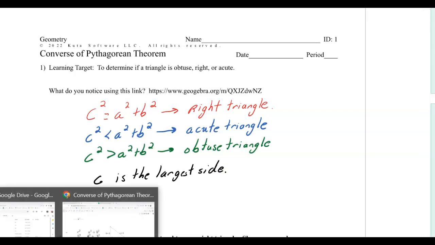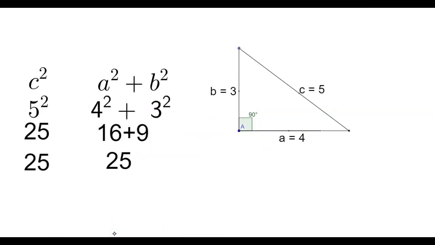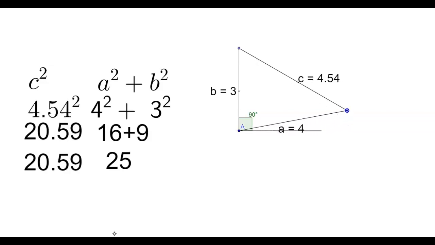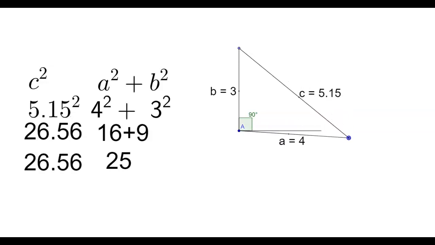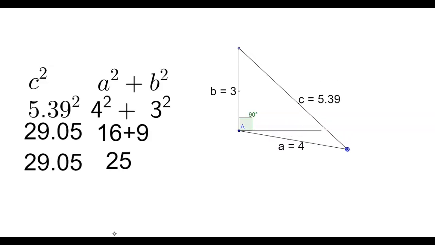Here's a quick visual of this. So if you look at this triangle, you can see that c squared is equal to a squared plus b squared. If we were to make c a little smaller, less than 5, if I were to drag this point, now you can see that c squared is less than a squared plus b squared, and angle A is less than 90, making that an acute triangle. In contrast, if I make c larger than 5, you now can see that c squared is greater than a squared plus b squared, therefore it is an obtuse triangle.